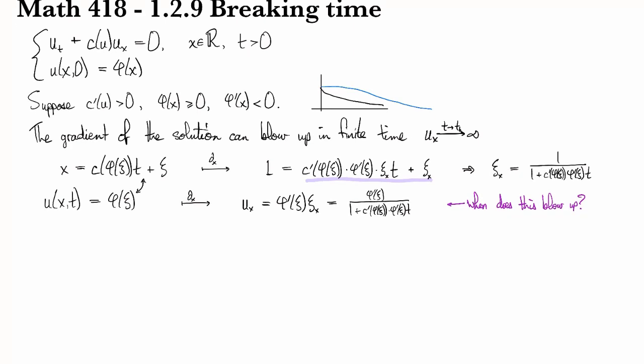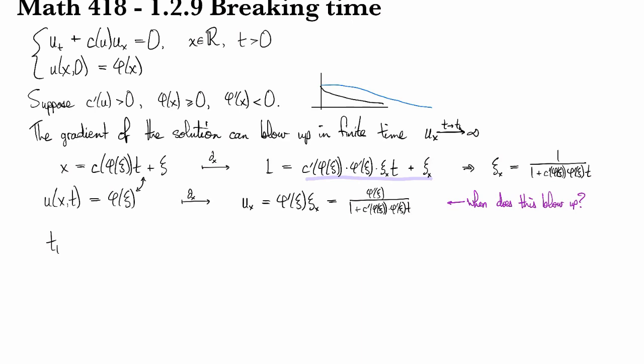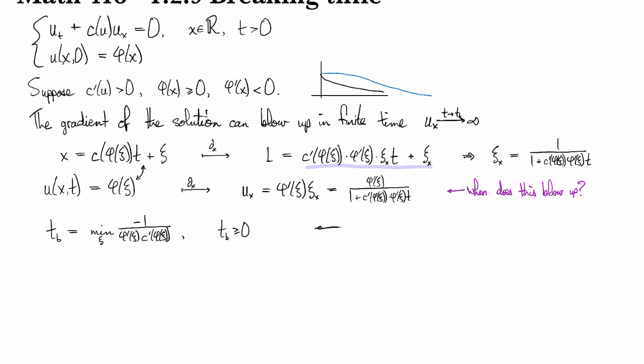So the gradient catastrophe will occur at the minimum value of t which makes the denominator 0. And so that means that we need to look for the first value of psi that gives us negative 1 over phi prime of psi times c prime of phi of psi, and this should be a non-negative value. Then this special value t sub b, this is what we call the breaking time.